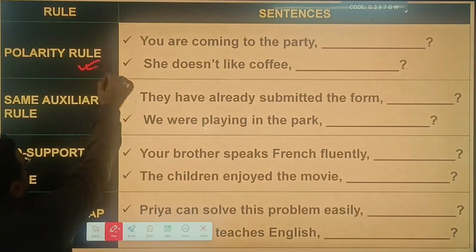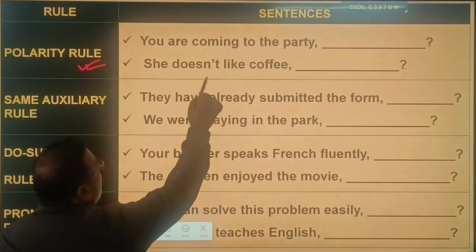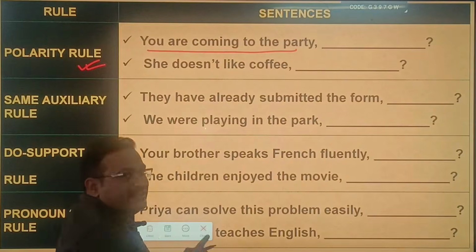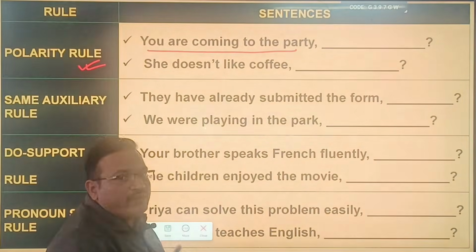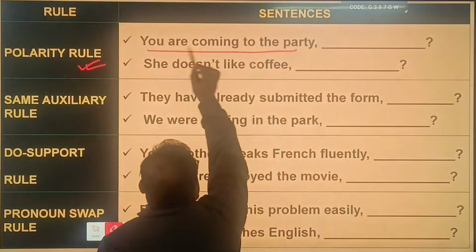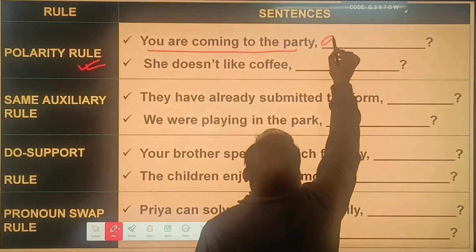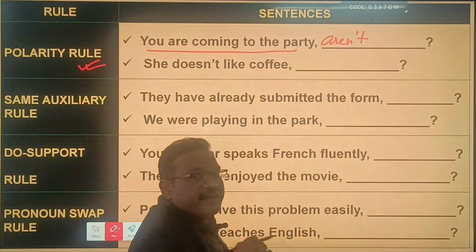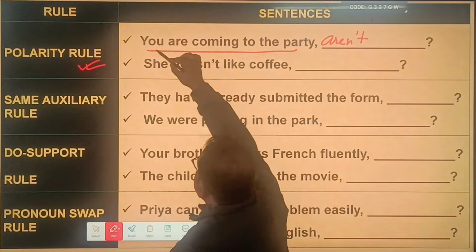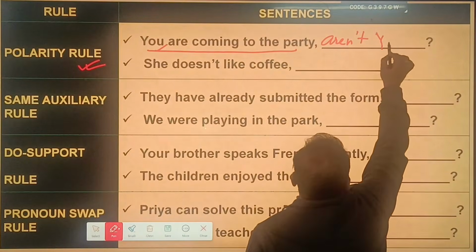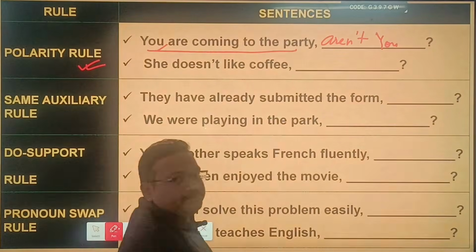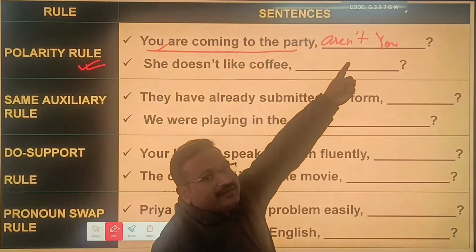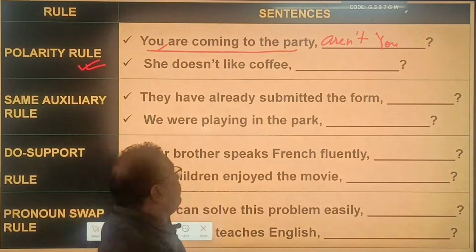First is polarity rule. You are coming to the party. So statement is what? Positive. Tag will be negative. So you are coming to the party, aren't. In short form you have to write aren't. What is pronoun? You. Yes or no? The statement is positive, tag will be negative.